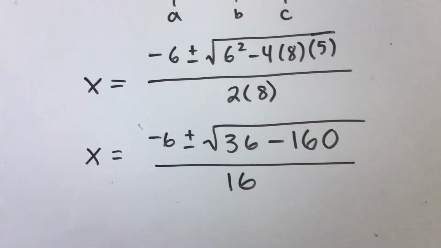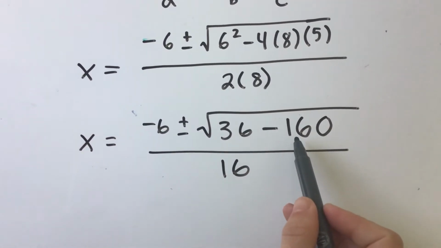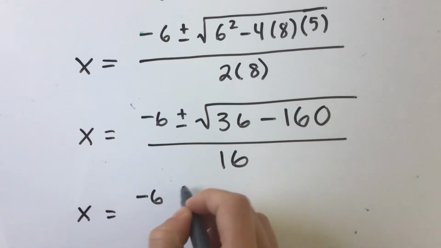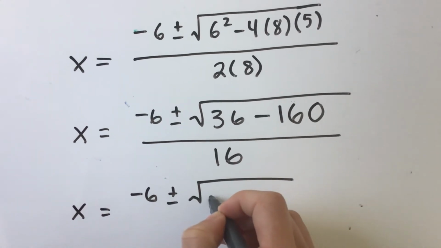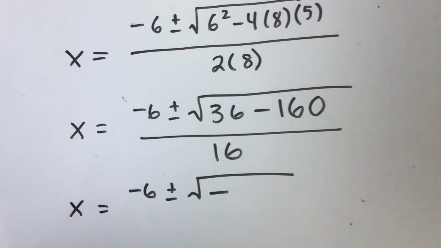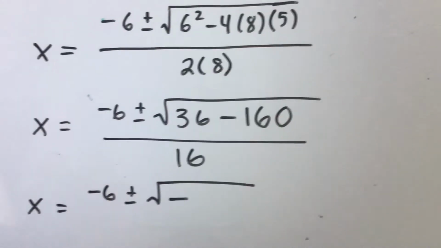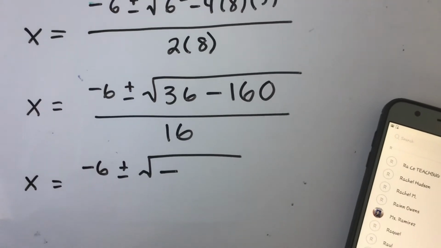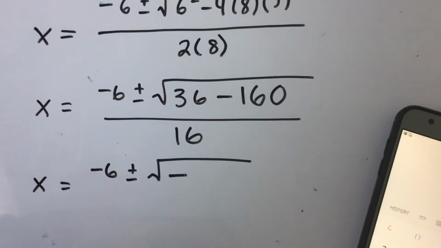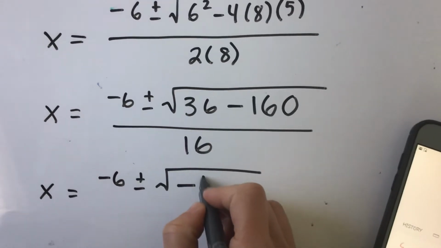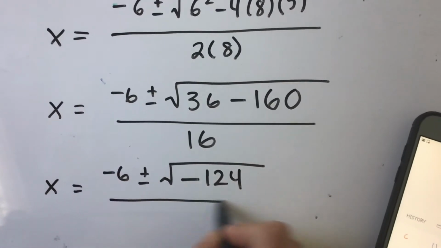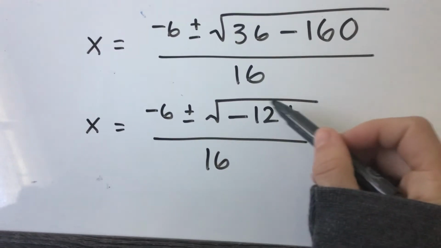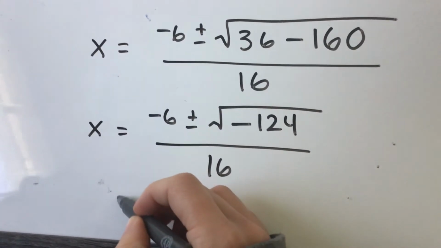So real quick, you might notice that I'm going to get a negative here. So what that means is we'll have -6 plus or minus the square root of 36 minus 160. Let me get a calculator real quick because I am not that good at simple math. So let's see. 36 minus 160, okay, that's -124 all over 16. So for this problem, because we have a negative under the square root, this will be no solution.